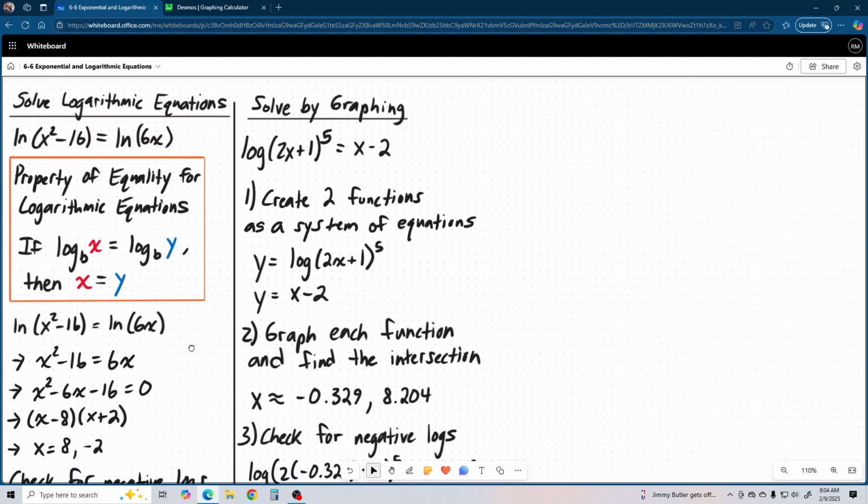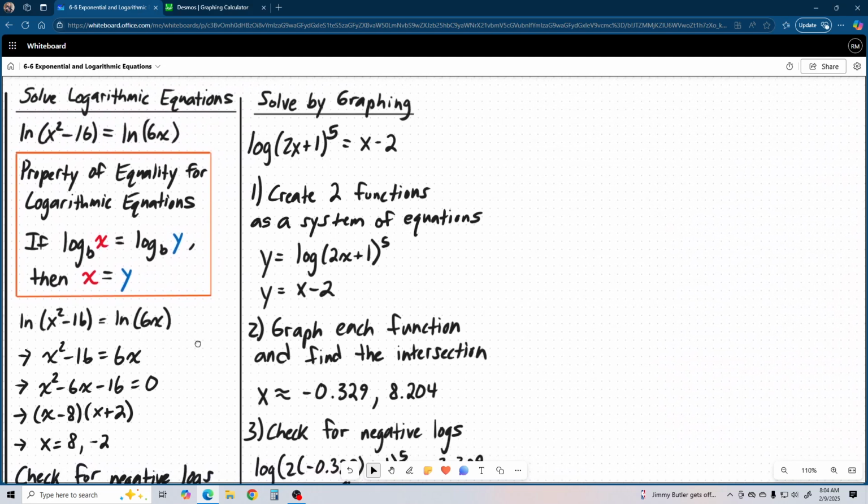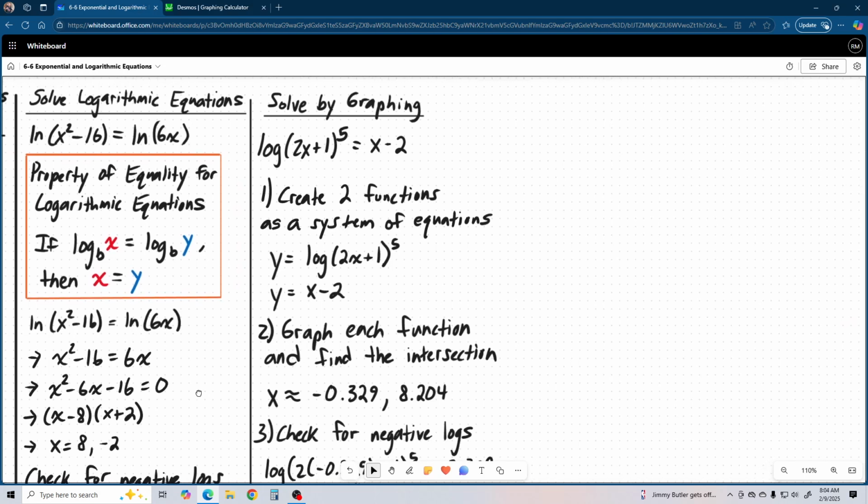All right, so solve logarithmic equations. Now, let's talk about the property of equality for logarithmic equations. If we have log base b of x equal to log base b of y, then x equals y. And it's actually the exact same concept as before, because if we're establishing that these are the same base, then of course the results are the same. We already know this. But if it has the word log in front of it, we want to make sure that the rules are the same. If we have two logs with the same bases, then the results will equal each other.